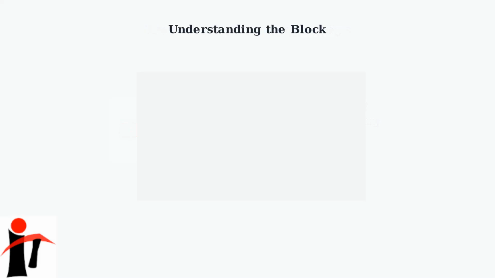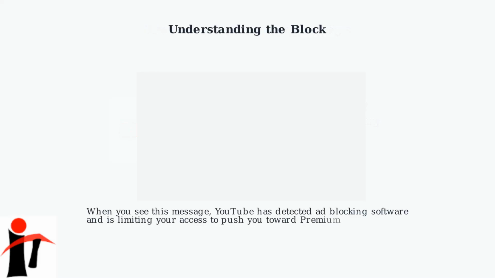When you encounter YouTube's ad blocker detection, remember that this is part of a calculated business strategy. The platform uses sophisticated detection methods to identify ad blocking and then limits access to encourage premium subscriptions. Understanding this system is the first step toward finding effective solutions.